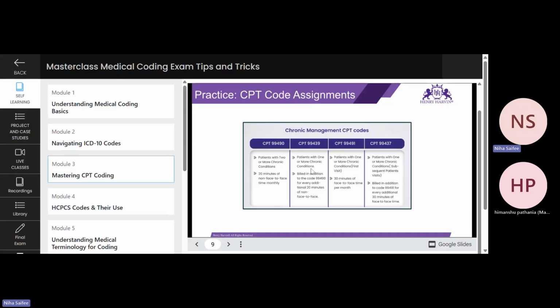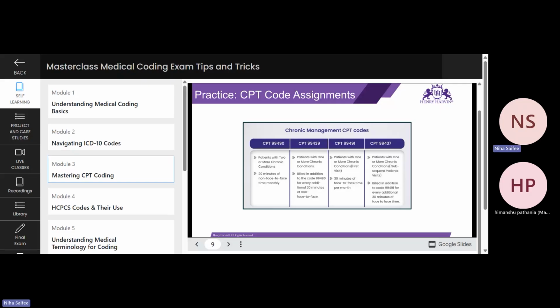Patients with 1 or more chronic conditions will, in addition to code 99490, bill for every additional 20 minutes. So 20 minutes of basic non-face-to-face is 99490. The physician will not say, okay, now your 20 minutes are over. Physicians don't do like that. The patient might have some more queries, so it might go for more than 20 minutes also. So for any additional 20 minutes, you can use this code as an add-on.